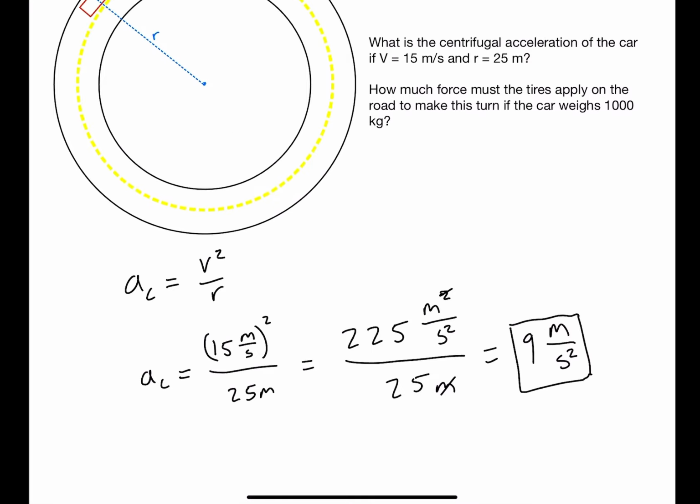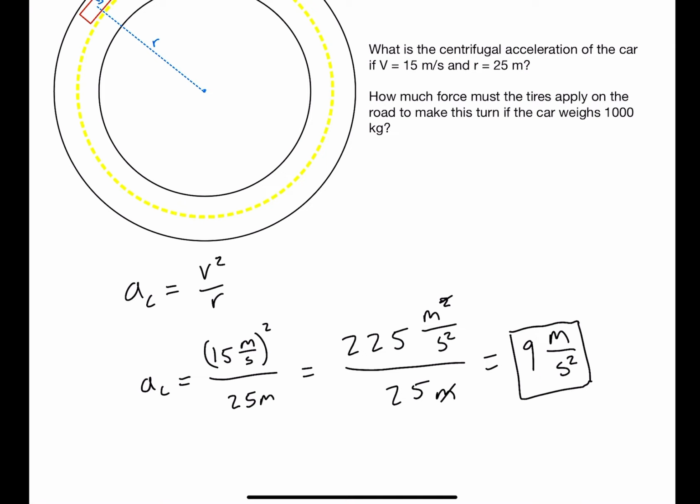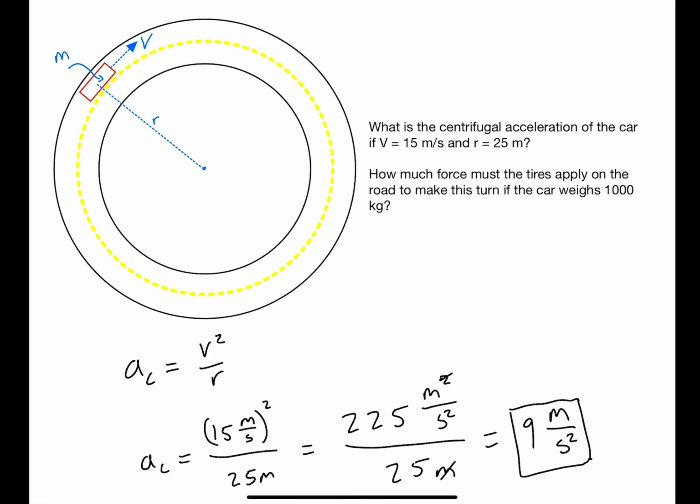Now, how much force must the tires apply on the road to make this turn if the car weighs 1,000 kilograms? What this question is asking is how much force the tires are exerting on the ground to produce this acceleration that causes the car to accelerate inwards. As it moves along this track, which way is it accelerating? A lot of people think that it'll be accelerating outwards because the velocity is moving away from the circle, when in fact it's actually accelerating inwards.